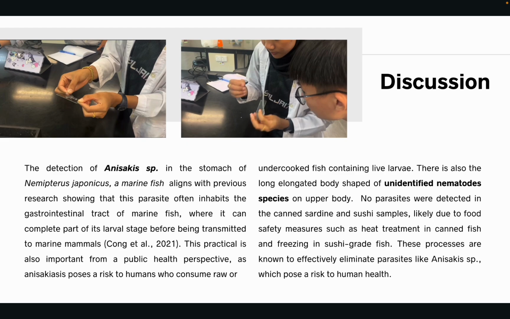Also, no parasites were detected in canned sardine and sushi samples, likely due to food safety measures such as heat treatment in canned fish and freezing in sushi-grade fish. These processes are known to effectively eliminate parasites like Anisakis species, which pose a risk to human health when consuming raw fish.